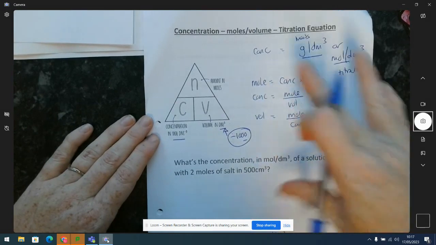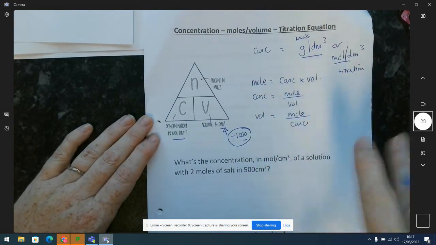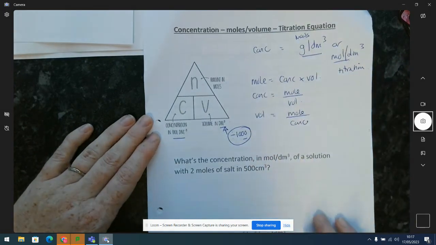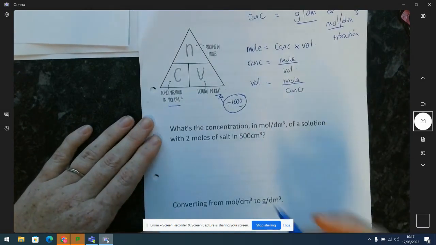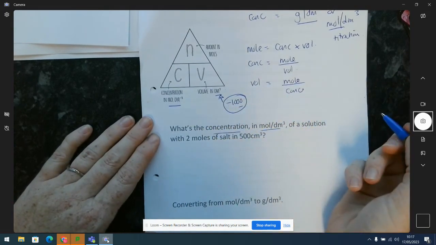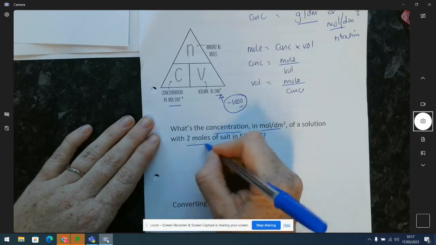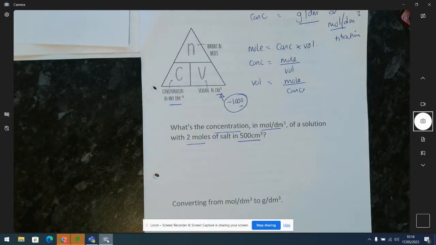So if you've watched the video on titration calculations on strong and weak acids, we have practiced this calculation quite a lot. But again, I've got some examples for you to look at. So it says, what's the concentration in moles per decimeters cubed of a solution with 2 moles of salt in 500 centimeters cubed of water?